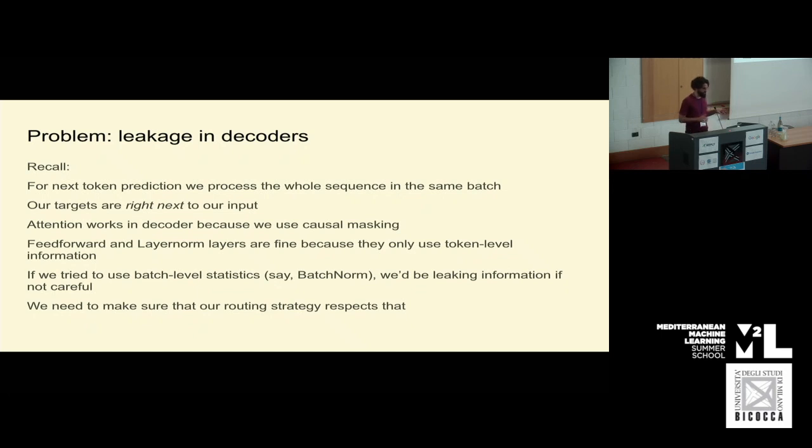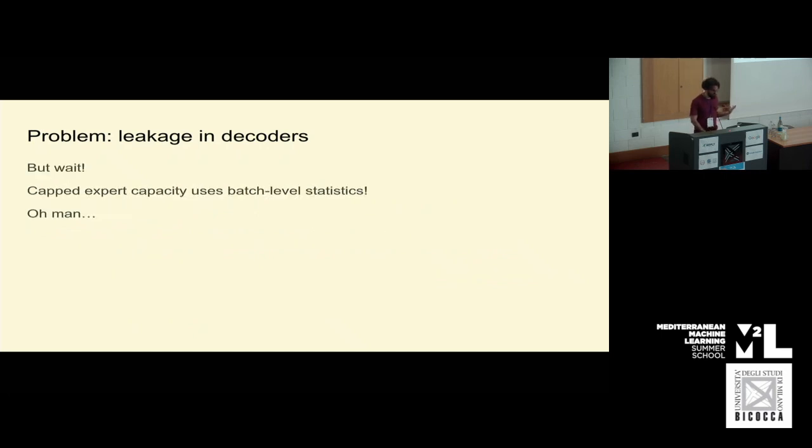This normally works for transformers, because for attention, you just use a causal softmax, and the feedforward and layer norm layers are position-wise, right? You just process every token separately, so it also works. But if we try to do anything that uses batch level statistics, it might leak information if we're not careful. So we need to make sure that the routing strategy doesn't use batch level statistics. And the problem is that the capped expert capacity uses batch level statistics.